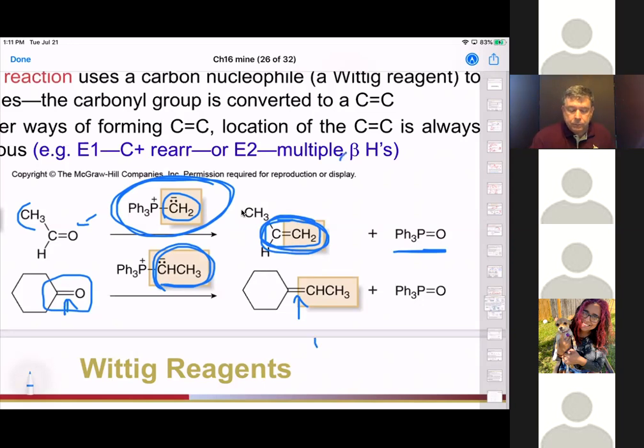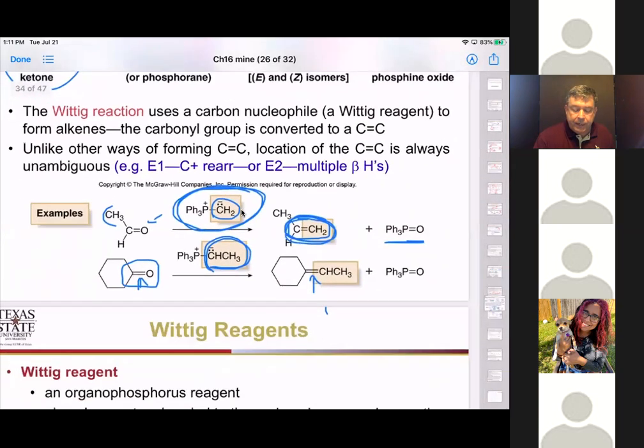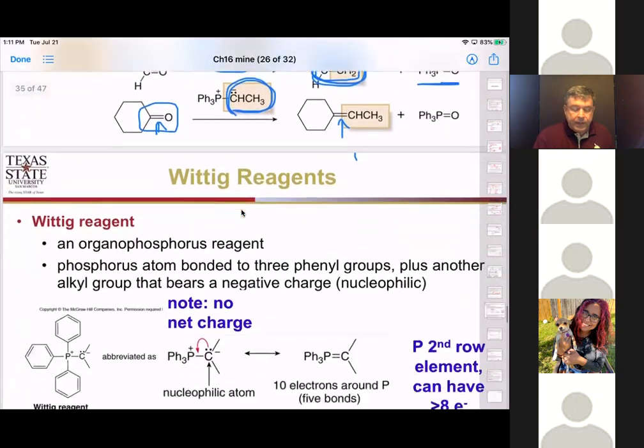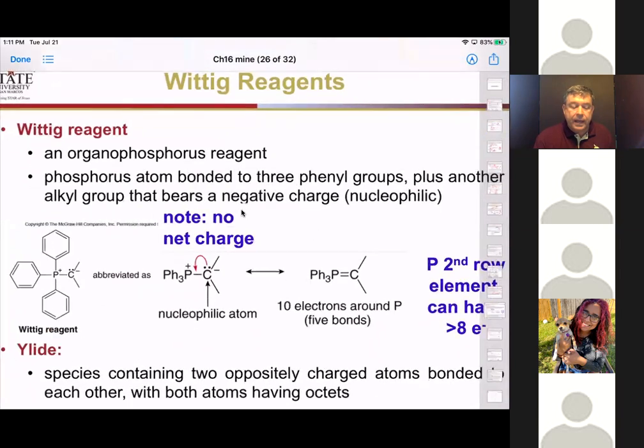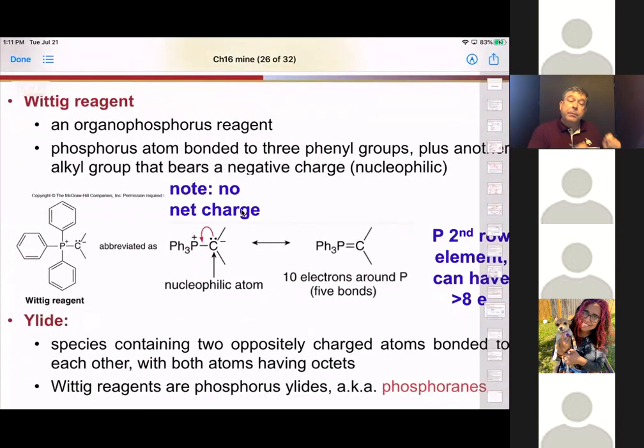Okay, so let's move on to how we actually do the reaction. The first thing we have to do is generate that actual reactive species, that carbon phosphorus bond. And most of the time when we do this, we use what we call triphenyl phosphine. That's just a phosphorus with three phenyl groups on it.